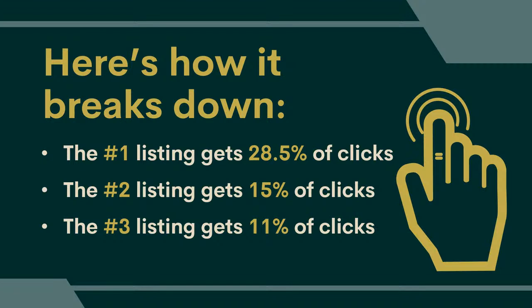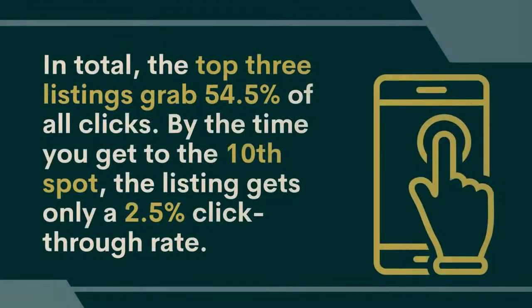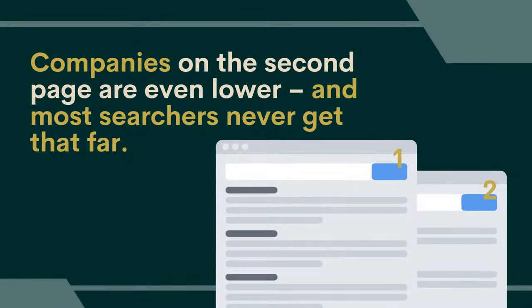The number 1 listing gets 28.5% of clicks. The number 2 listing gets 15% of clicks. The number 3 listing gets 11% of clicks. In total, the top 3 listings grab 54.5% of all clicks. By the time you get to the 10th spot, the listing gets only a 2.5% click-through rate. Companies on the second page or even lower get far less, and most searchers never get that far.